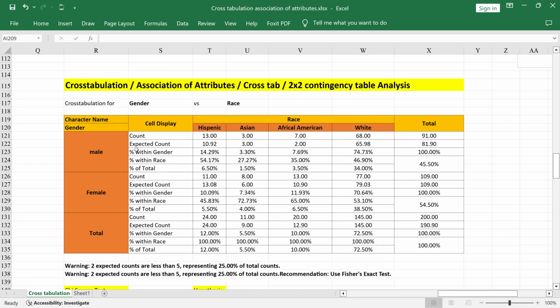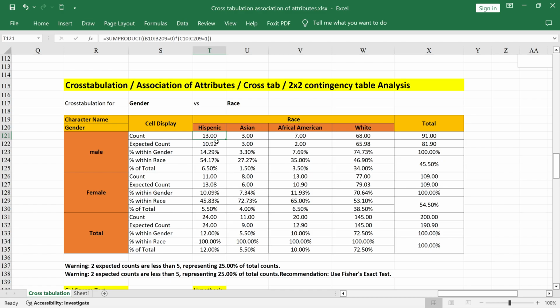In cross tabulation, in the final table you will get the cell display values. You call them the cell values, right? Because there is a contingency table, for example 2 by 2, you have 4 values, and each single value is called a cell. For example, male and Hispanic race. This is the corresponding value for Hispanic and male, and we call this the cell display. This value represents the count of males who fall under the category of Hispanic race.